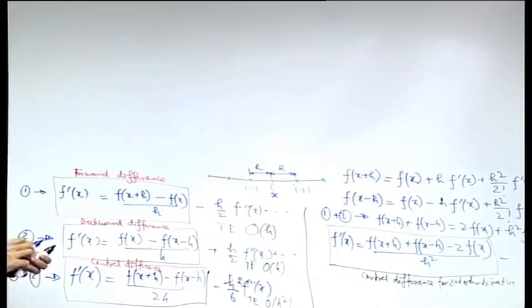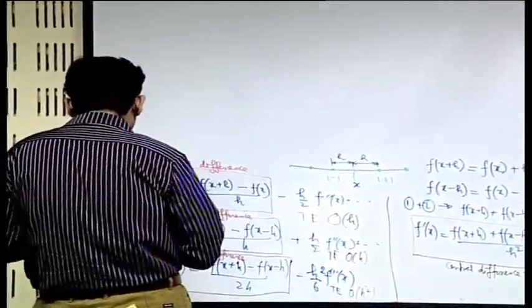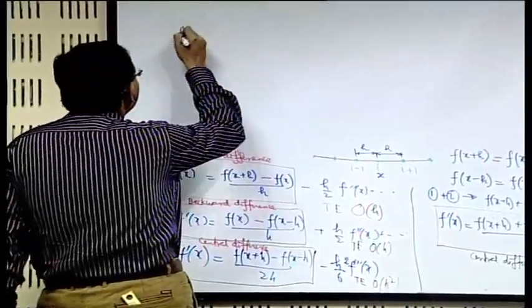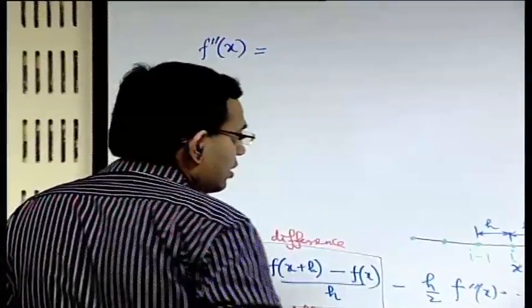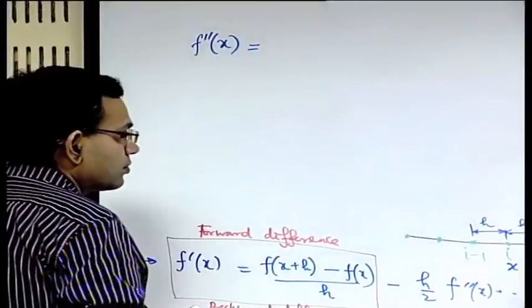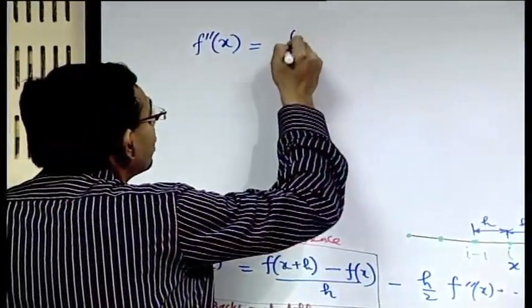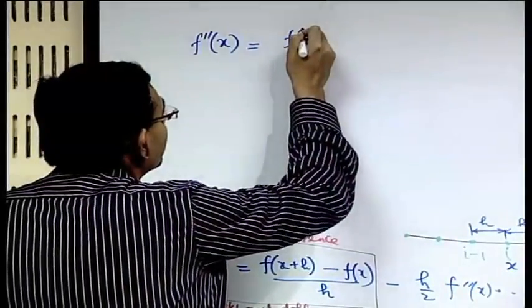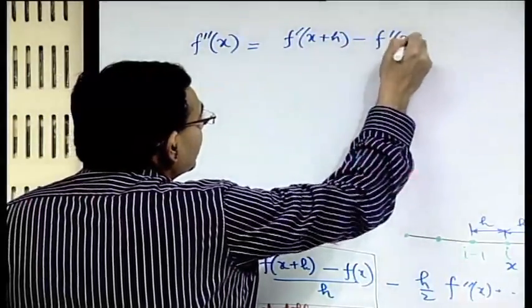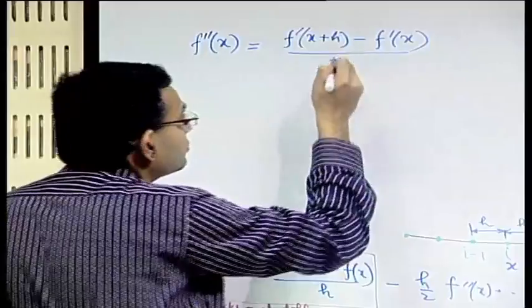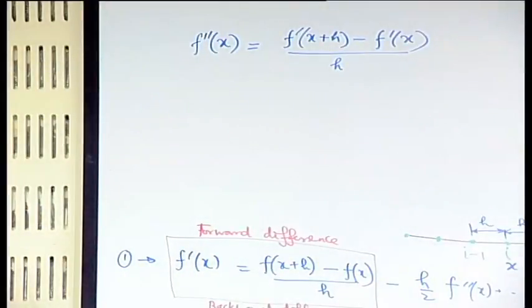For example, you can write f double dash x as f dash x plus h minus f dash x divided by h. What formula is this one? Which difference? Forward difference, backward difference or central difference? This is forward difference, right?